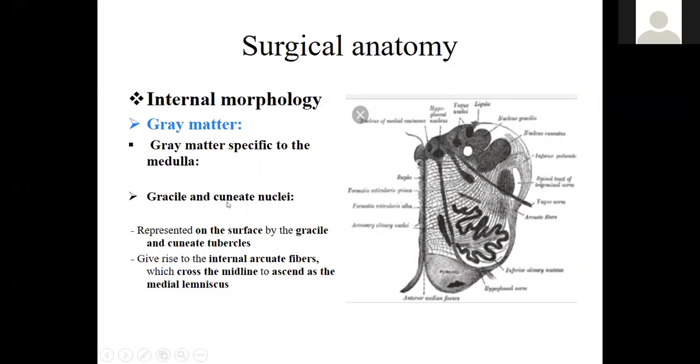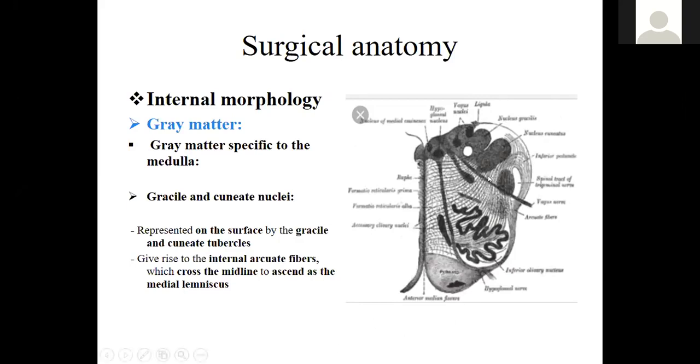Next, we talk about the gracile and the Kugnet nuclei. These nuclei permit relay of information from the sensory tracts that manage the vibratory sensation, as well as the superficial tactile sensation. They are represented on the surface by the gracile and Kugnet tubercles at the posterior surface of the medulla oblongata, and they give rise to internal arcuate fibers.